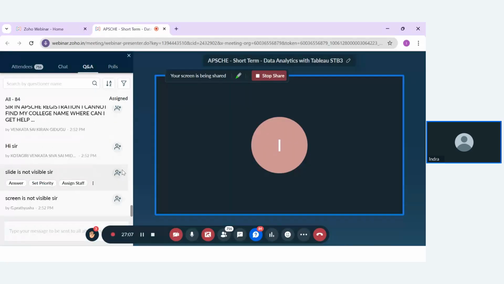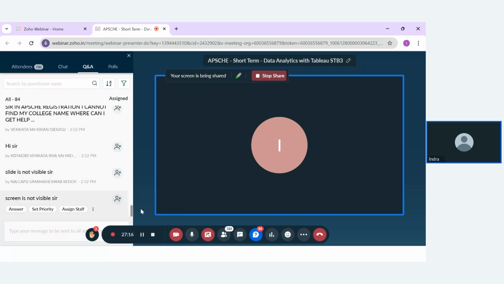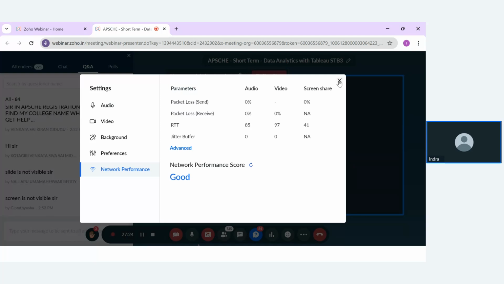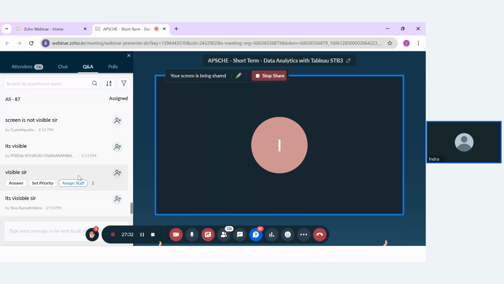Guys, why are you saying my screen is not visible? Venkata, please, can we discuss these things later? Is my screen not visible, guys? Those who are facing the screen not visible issue, you need to check your connectivity. It's visible, right? You can see the comments from other people. It is visible to all the participants. Please go and check back the recording, guys, if you're facing network issues.